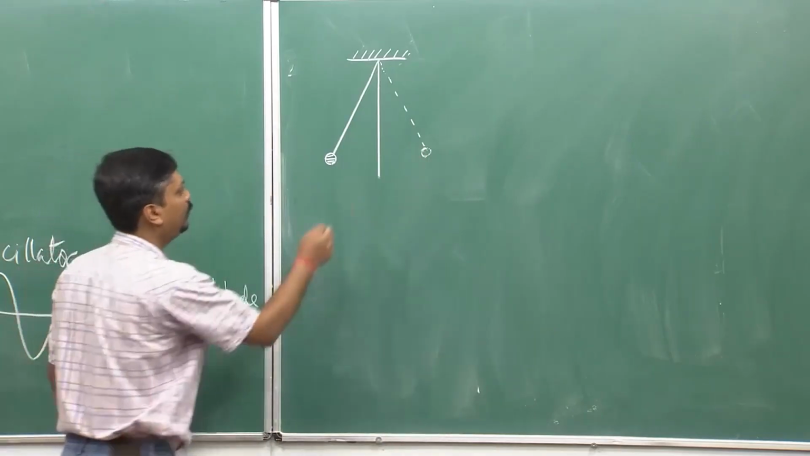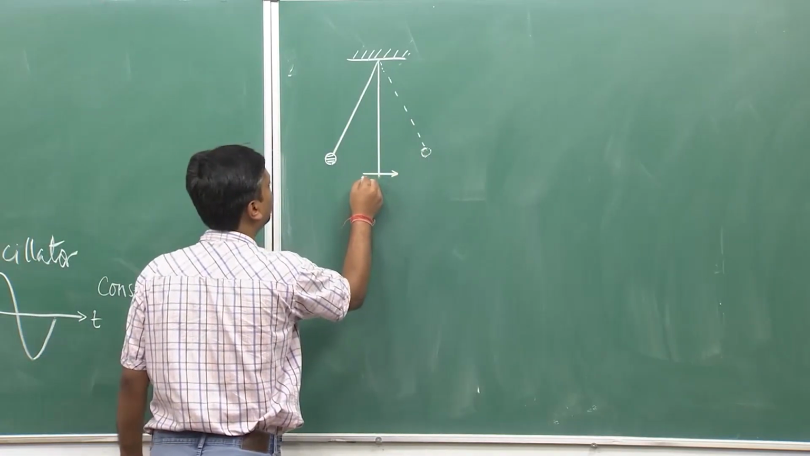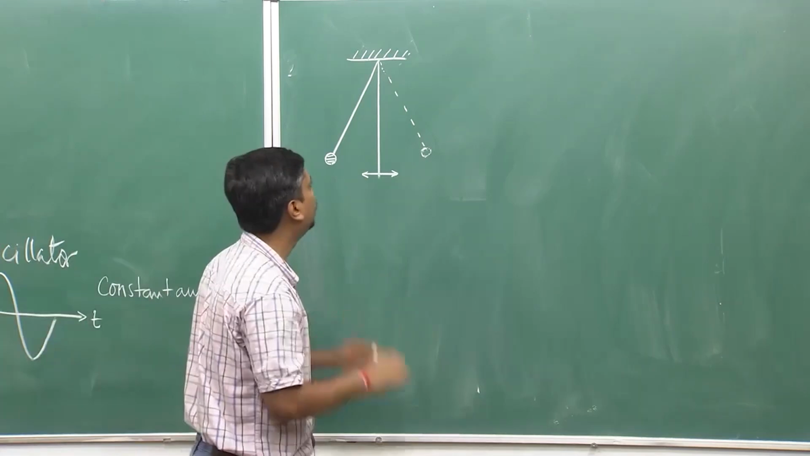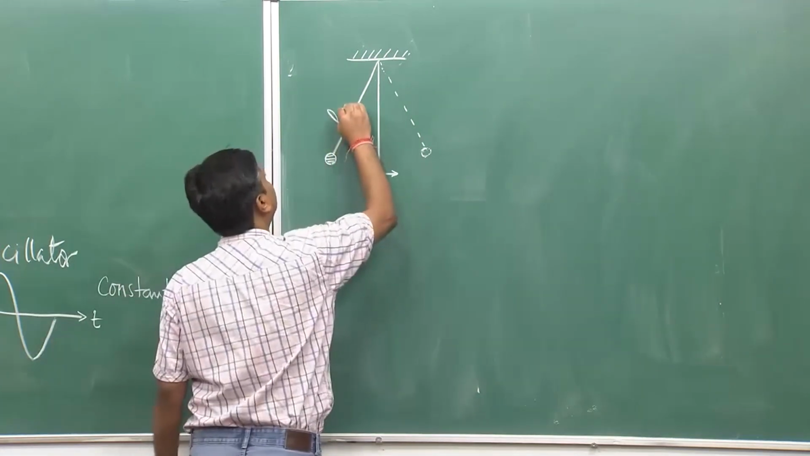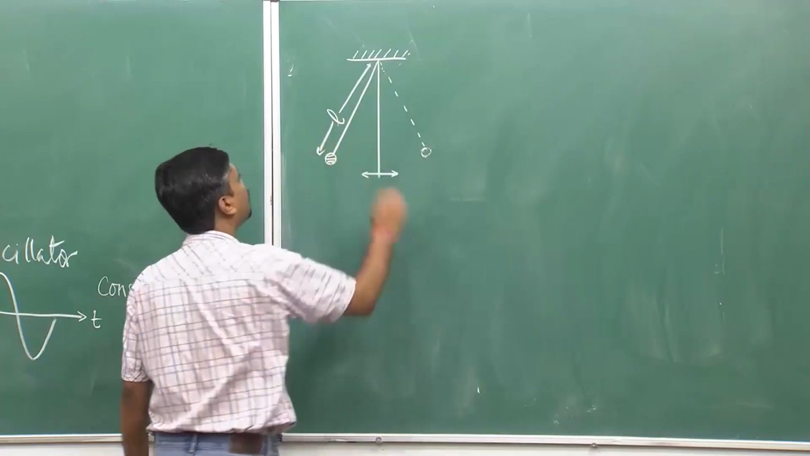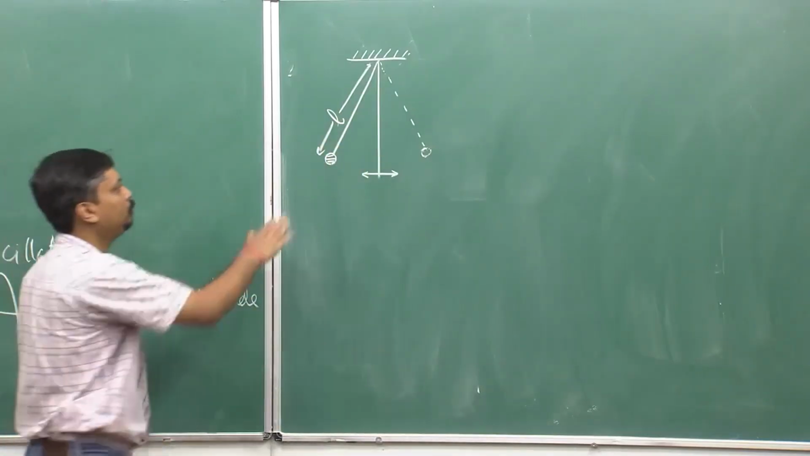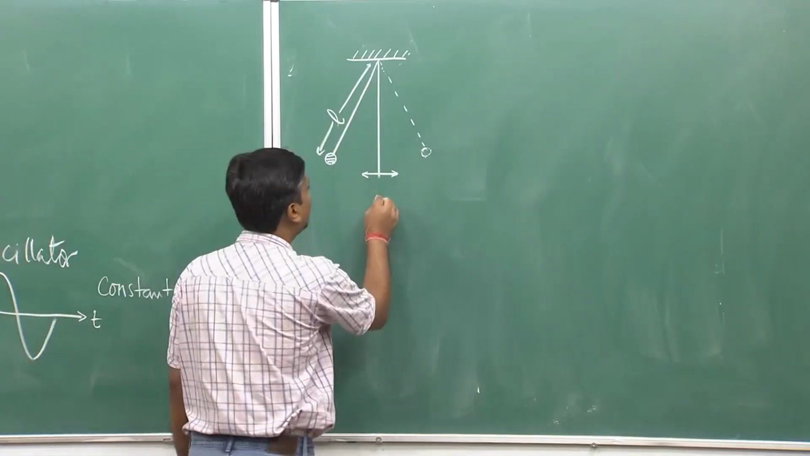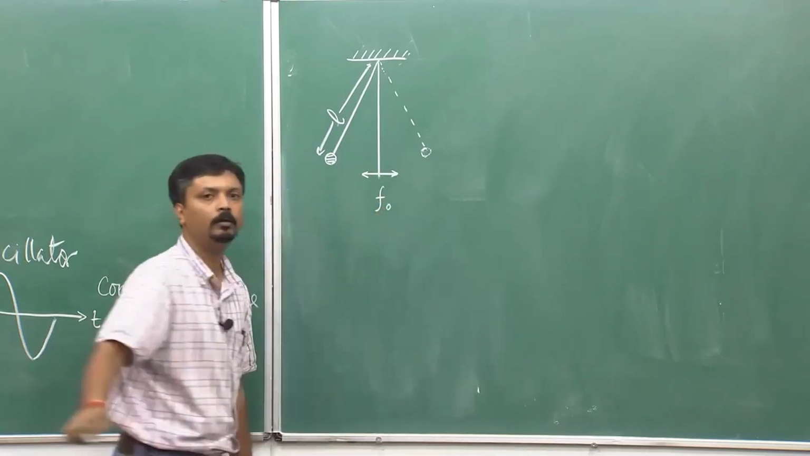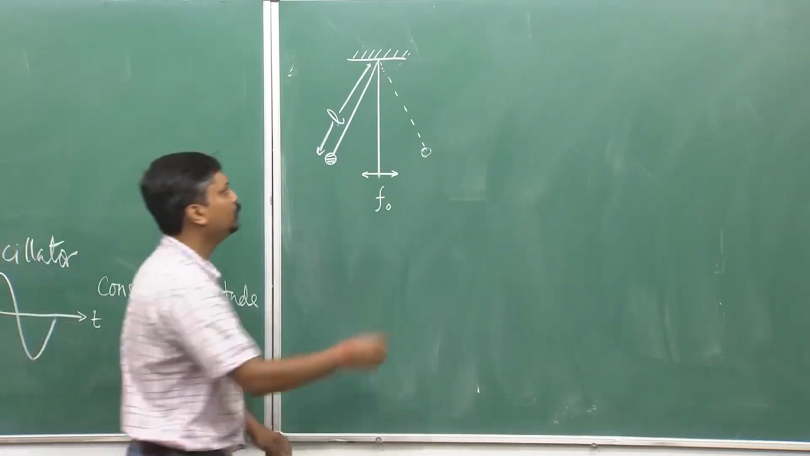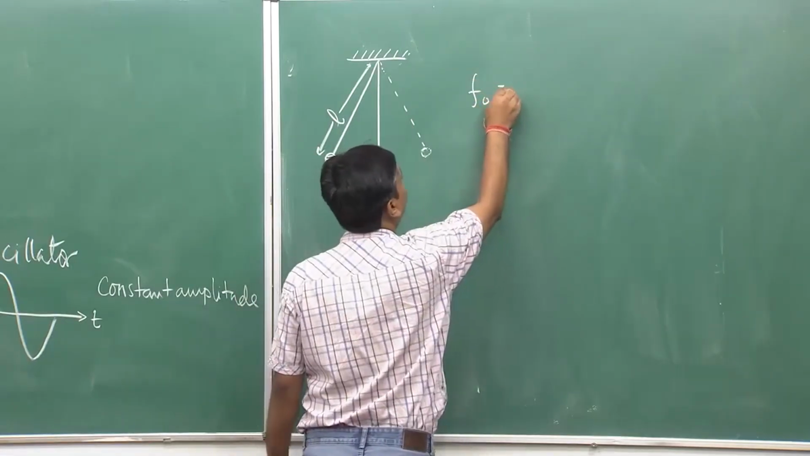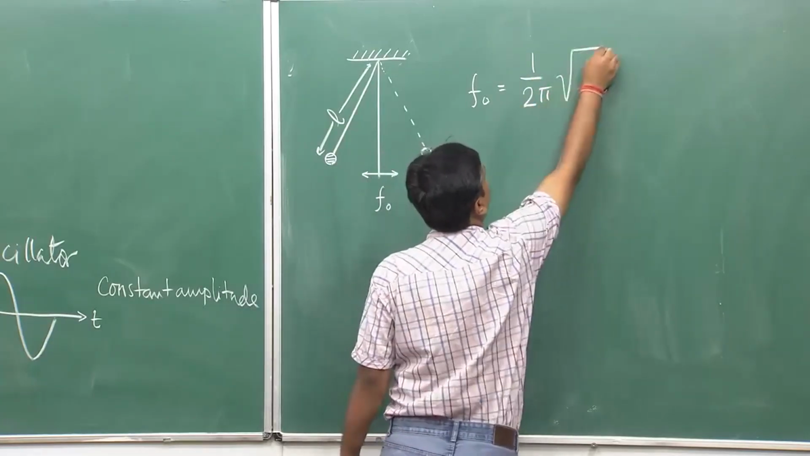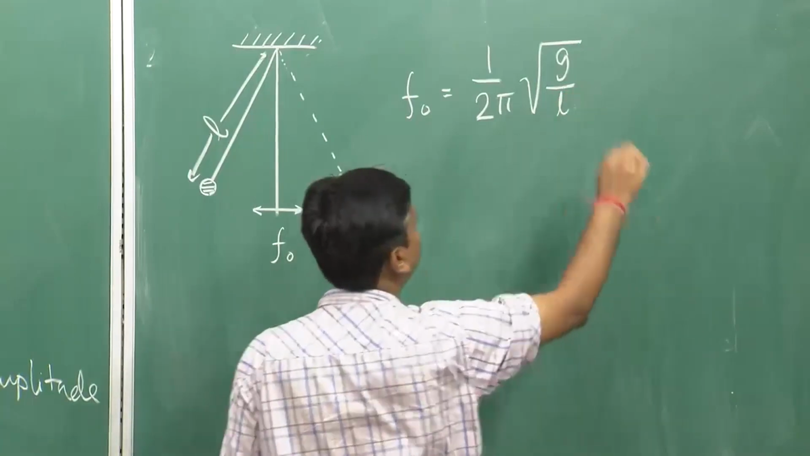It will start oscillating in this direction. So, this is a classical example of an oscillator, and suppose this is the length of this rope or thread, or wire, then it will be associated with a frequency. This frequency we know from our high school physics.